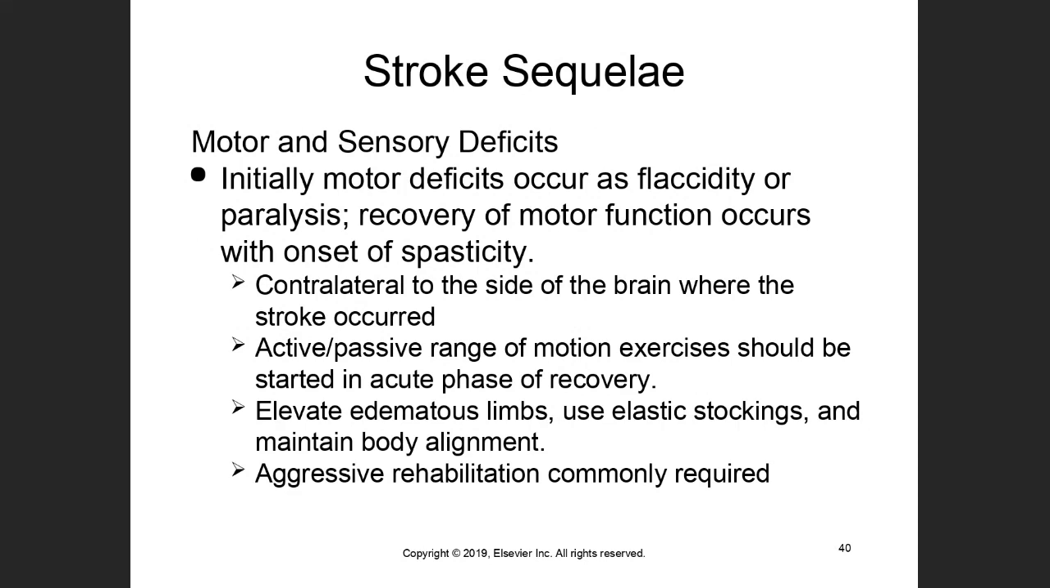Motor sensory deficit. Initially, motor deficits occur as flaccidity or paralysis. Recovery of motor function occurs with onset of spasticity. Contralateral means the opposite side of the brain where the stroke occurred. Active range of motion exercises, including the shoulder, should be started in the adequate phase of recovery. Elevate edematous limbs, use elastic stockings, and maintain body alignment. Aggressive rehabilitation is commonly required.